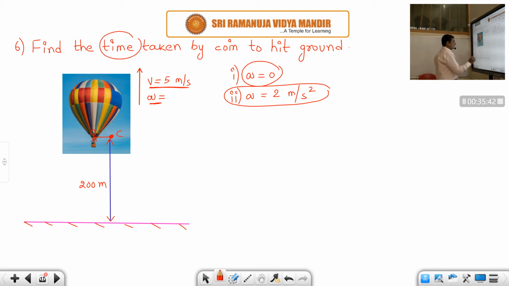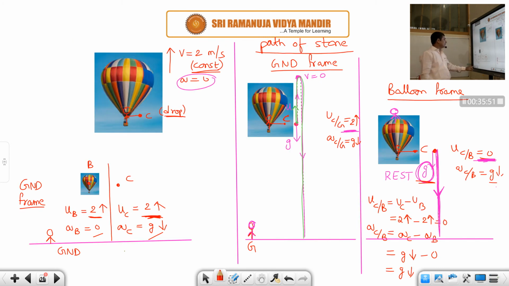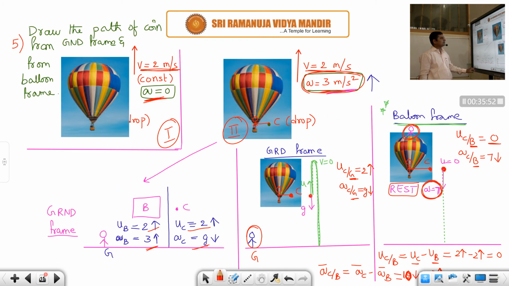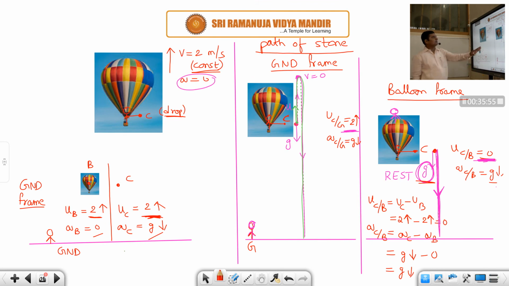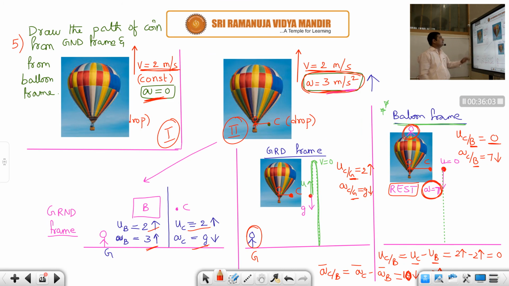Since they are asking to reach the ground, we should solve this problem from the ground frame. From the ground frame, students, the paths will be the same. The path of this one and this one will be the same. Correct or not? See here.